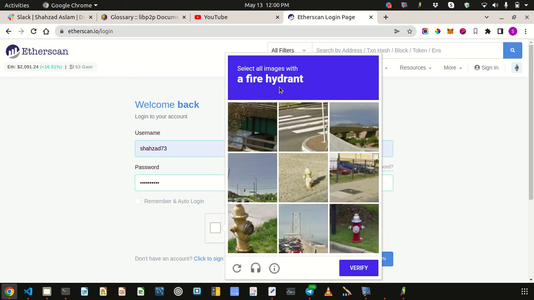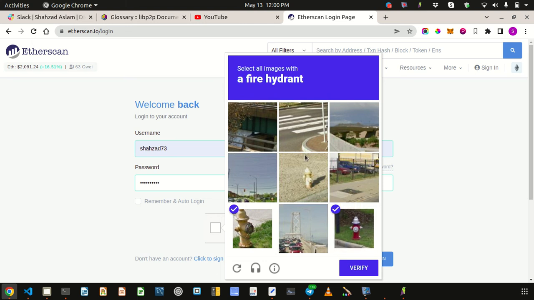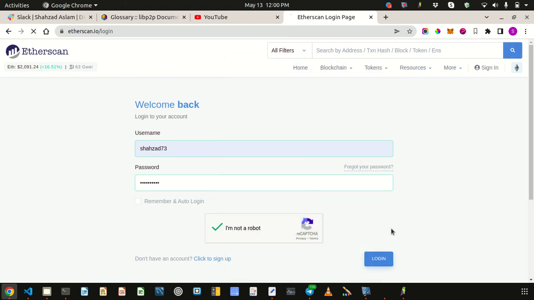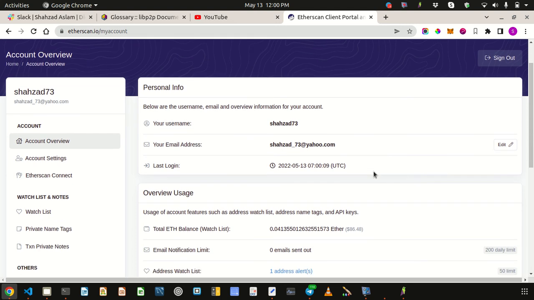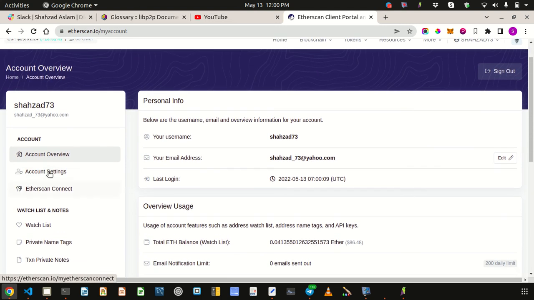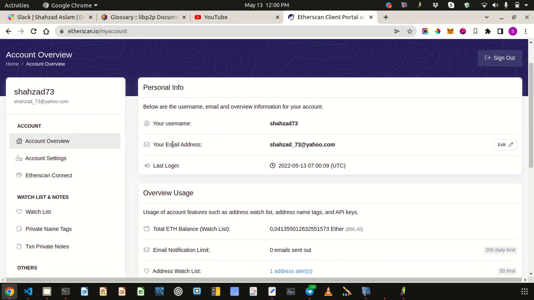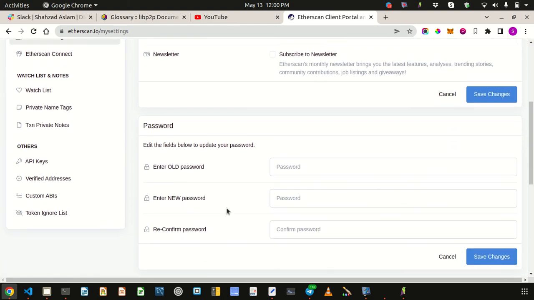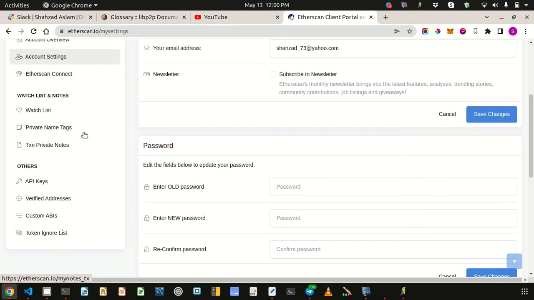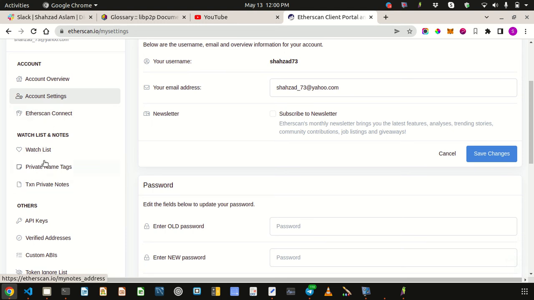Verify. All right, so log in to my account. I just logged in to my own account in Etherscan. There's an account overview with my username and email address, and account settings where I can change the password of my account. And these are some of the functionalities that I can get in my private account.